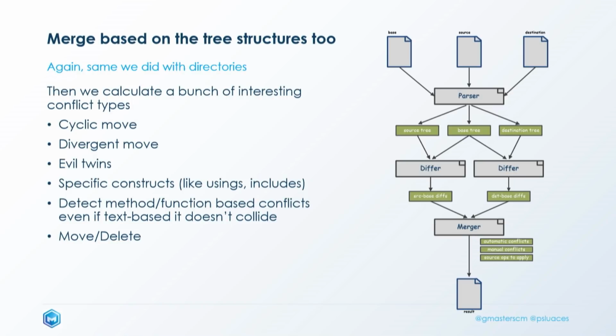Here, we reuse a lot of the work we previously did for files and directories with our own version control implementation, or at least the knowledge we got from there, and we applied it here. So we start calculating different types of conflicts. I'll explain a few of those. Some of them are things like cyclic move, divergent move, which is what happens if you move the same thing to two different places in parallel, like the one you saw before, evil twins, which is, again, a pretty cool name, and then specific constructs.